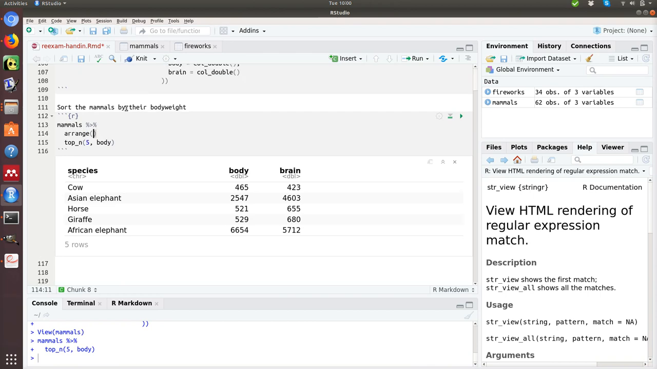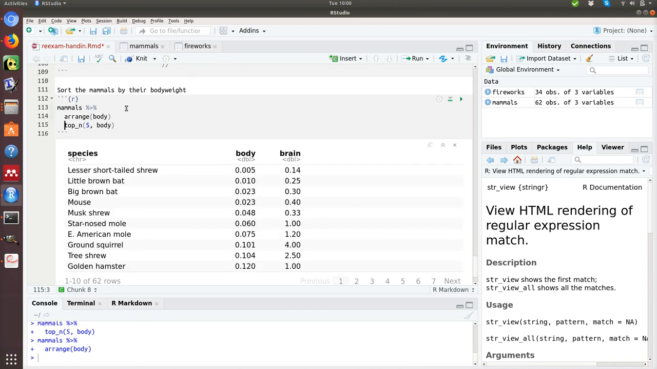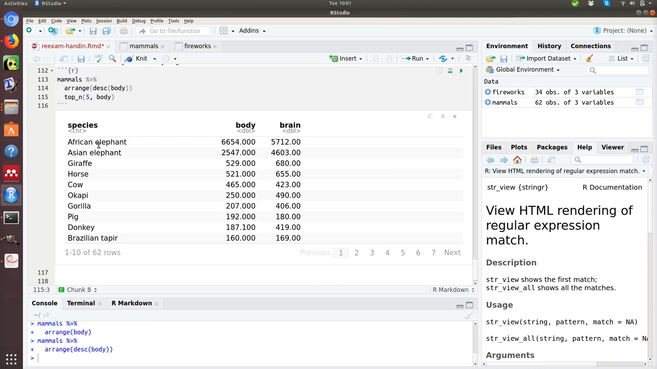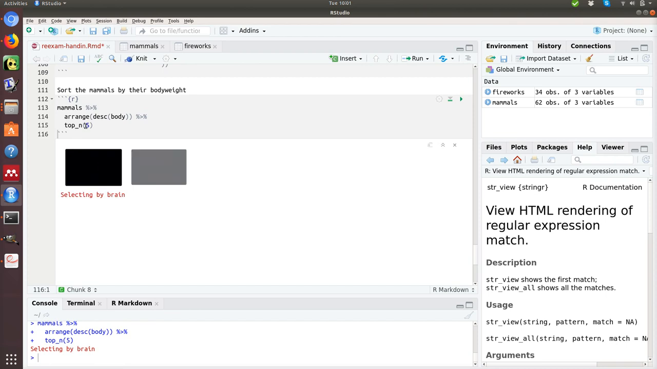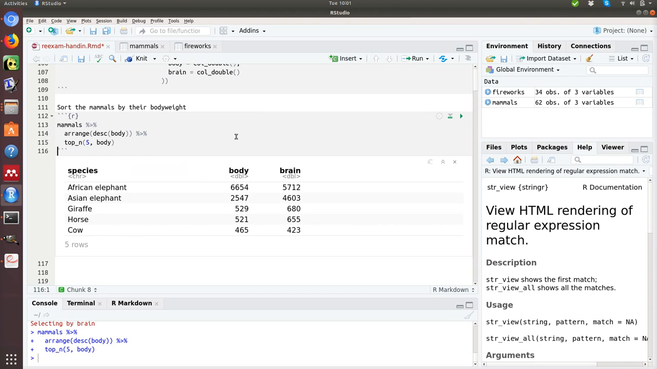So I can use the arrange function for that and arrange it according to the body weight. That might be the wrong way around, so I'll use this descending function over here, so I sort it the opposite way around. So we have the two elephants with the largest bodies, and then go down from here. And if we add this top_n, well, they're already sorted by the body size, then we get it here. Then what we can see here is that we have five animals with relatively large bodies: the cow, for instance, horse, giraffe, and the elephants.